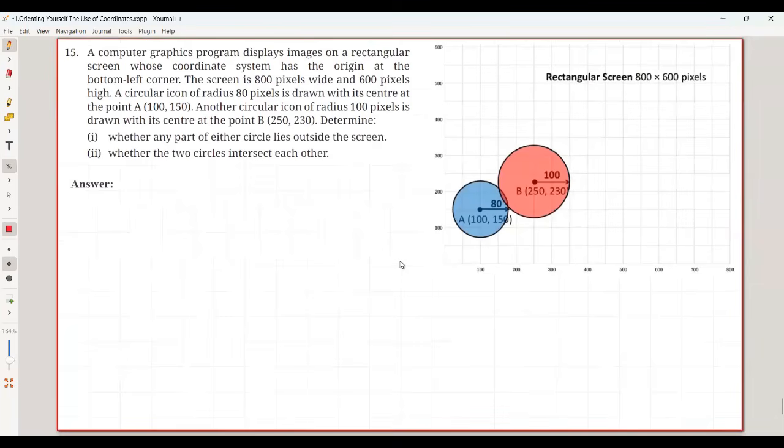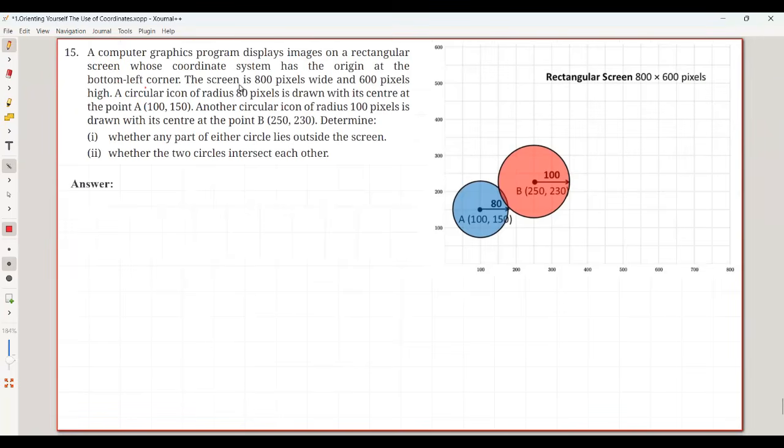A computer graphics program displays an image on a rectangular screen whose coordinate system has the origin at the bottom left corner. The screen is 800 pixels wide and 600 pixels high. Now this side is x, 800, and this is 600. The circular icon has a radius of 80 pixels.